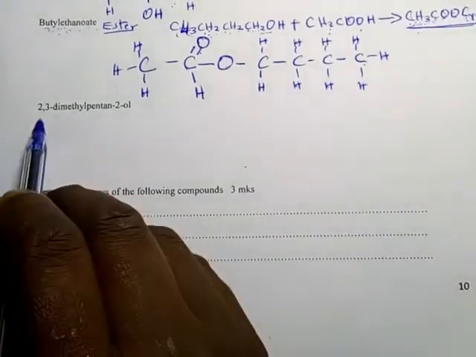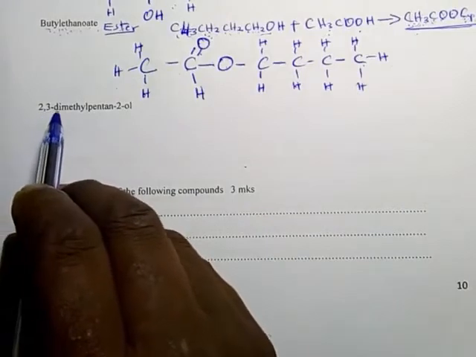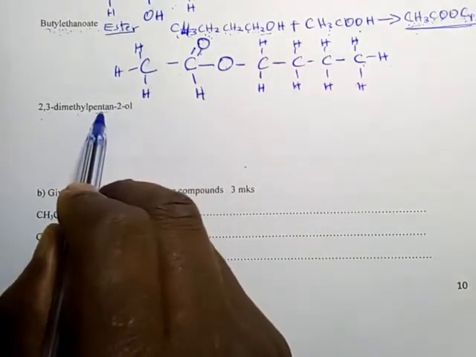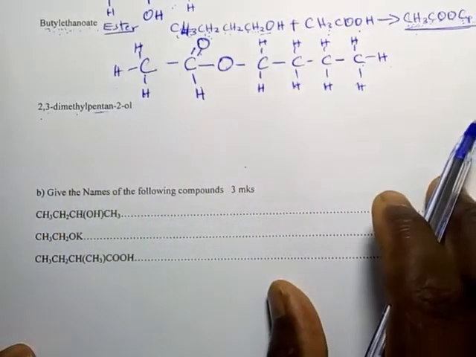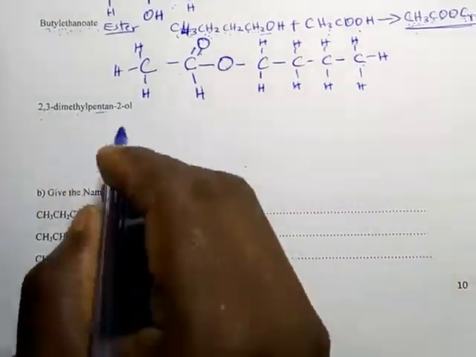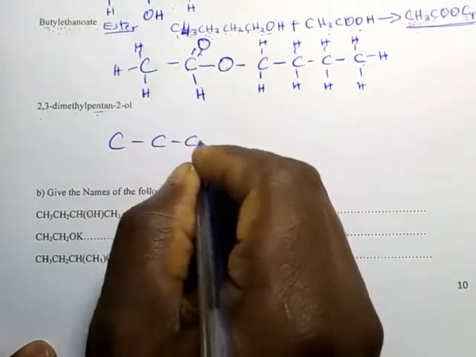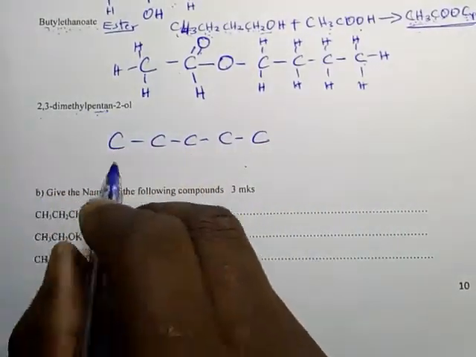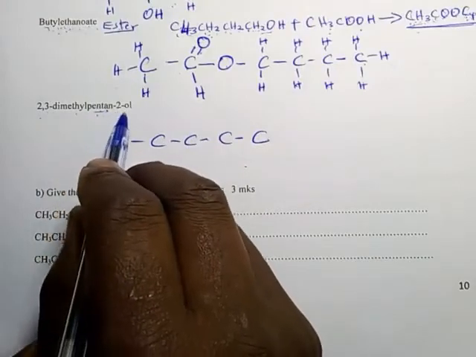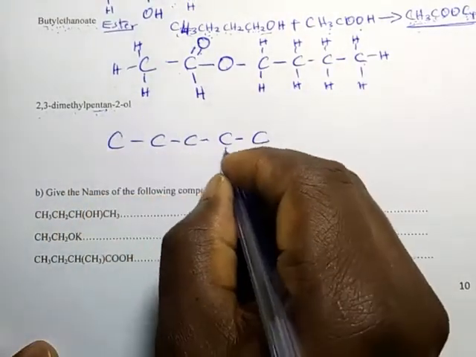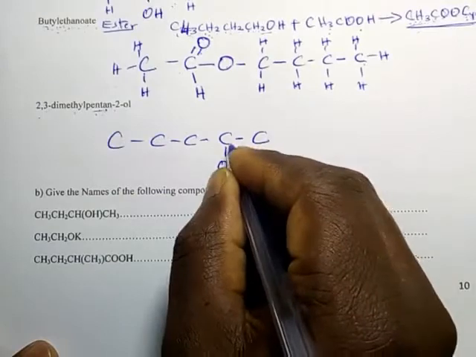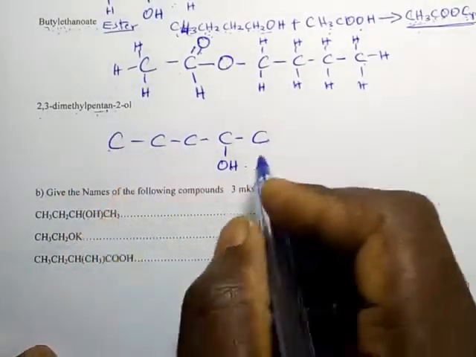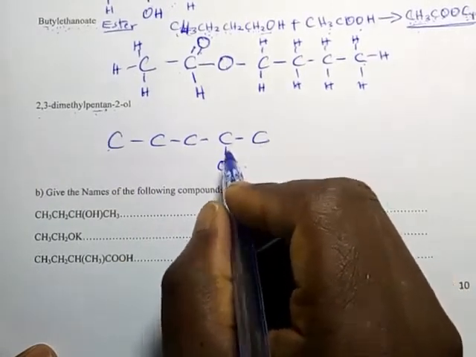The next one is 2,3-dimethyl pentan-2-ol. Pentan gives us the parent name, that the alcohol has 5 carbon atoms. So 1, 2, 3, 4, 5. The parent is penta. Penta means 5. Carbon number 2 has the alcohol, the OH. So carbon number 2, OH. I have started counting from this side. You can also start counting from the other side. It doesn't matter.